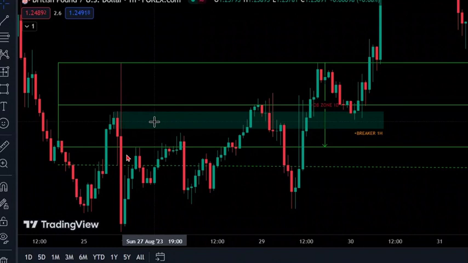So remember, it broke out above it strongly, and now according to his teachings, you're waiting for price to come back down into the breaker to be a buyer. So where would you buy? Where would you have bought?